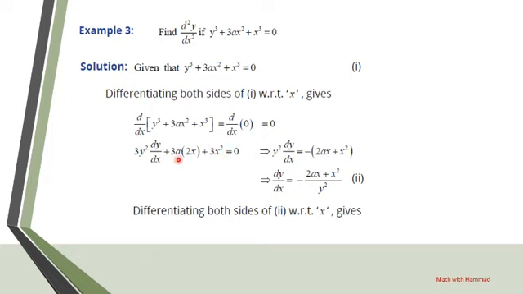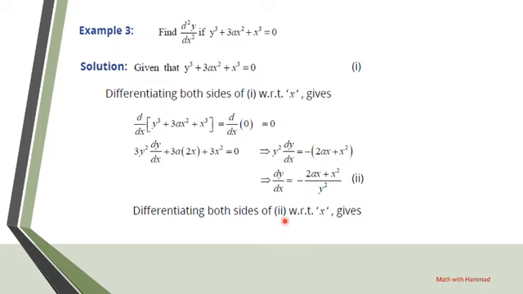Now taking 3 common and dividing on the right hand side, we get y square dy by dx is equal to minus 3ax minus x square. Taking minus common, we get minus of 2ax plus x square. So the value of dy by dx is minus 2ax plus x square over y square. When this y square goes to the right hand side, it divides. So this is y1, the first derivative of y with respect to x.